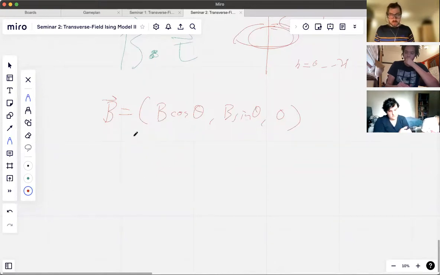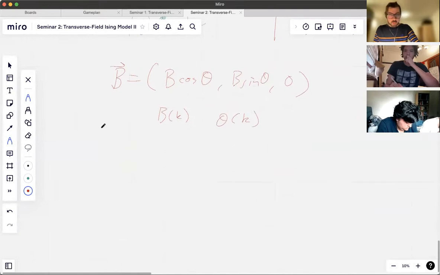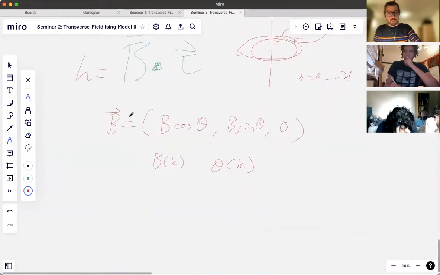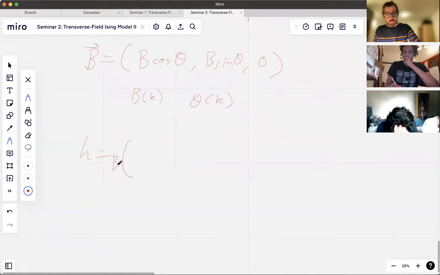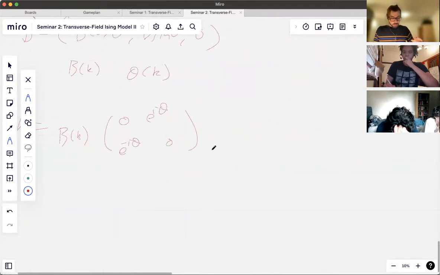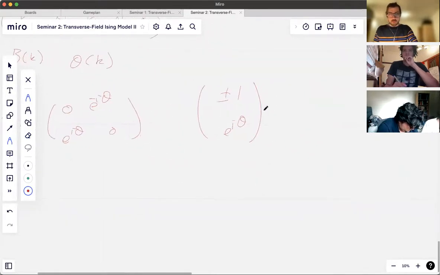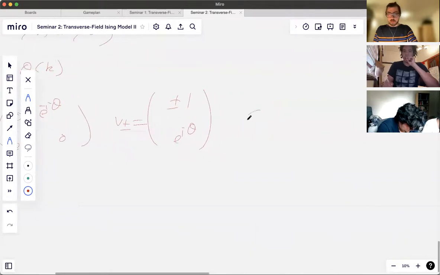Then b and theta are k dependent, to be clear. So the effective Hamiltonian h is b of k times the matrix 0, e to the i theta, e to the minus i theta, 0. This is very nice because the eigenvectors are very easy to calculate. They are 1, plus or minus e to the i theta. Bloody minus signs. Those are V plus or minus, and the corresponding energies are plus or minus b.